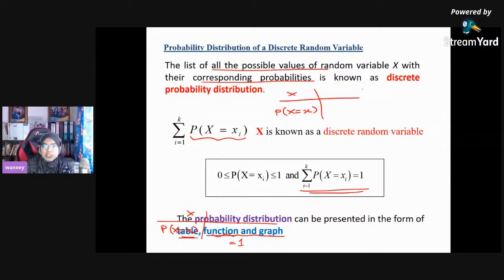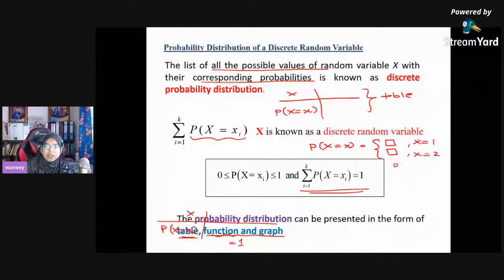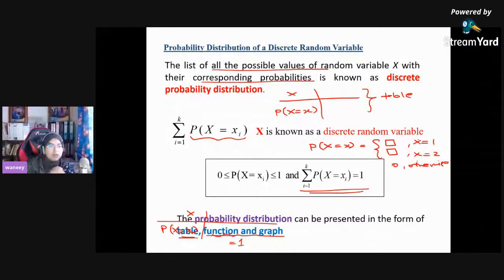For the function, we are going to write down P(X = x) and then give the set notation for them. And then these are the probabilities. This one might be when x equal to 1 or x equal to 2 and then maybe 0 otherwise. So this is the function. If you have the set notation, those are for the function.